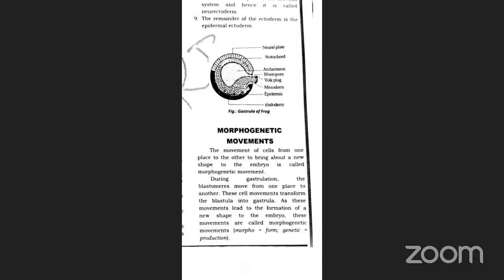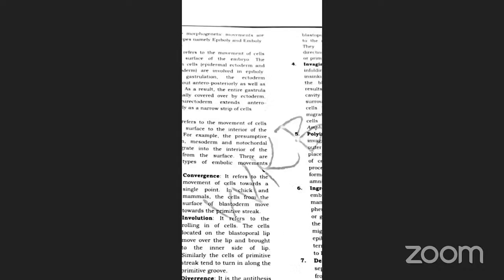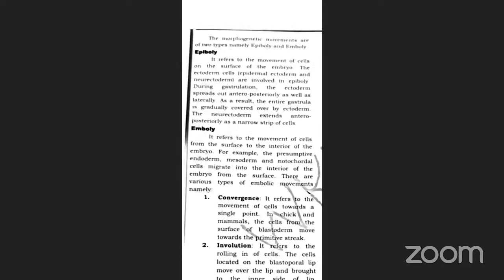Now let us see how these morphogenetic movements are occurring. When the cells are moving inside, what exactly is the movement taking place? These movements are called epibolic movements and embolic movements. Epibolic movements refer to the movement of the cells on the surface of the embryo. The ectodermal cells, that is the epidermal cells, like those forming the caudal cells as well as the neural cells, will be entering inside, invaginating and going inside.